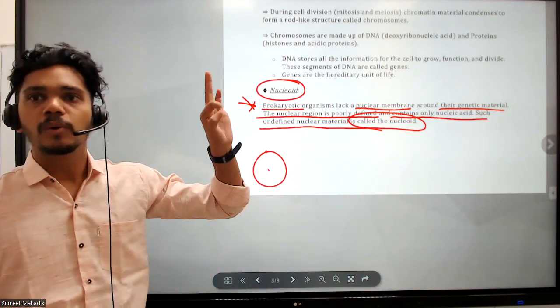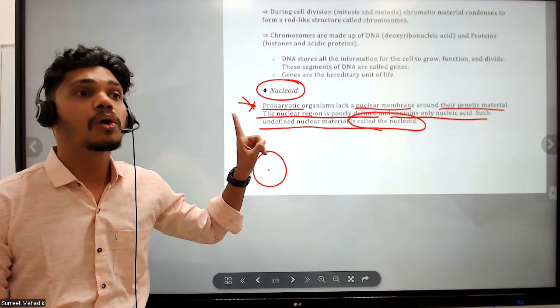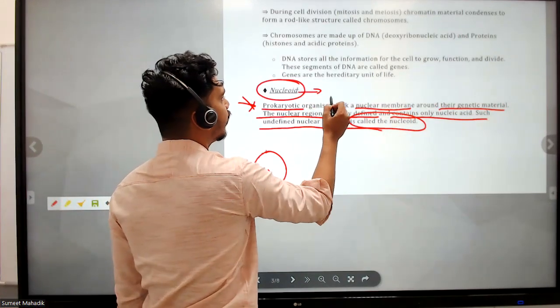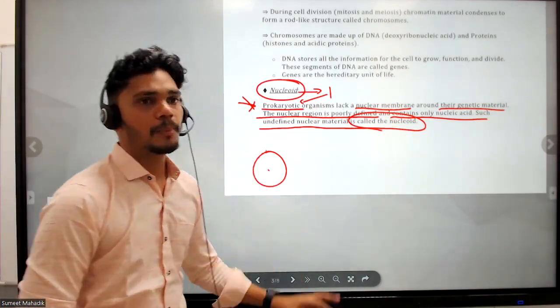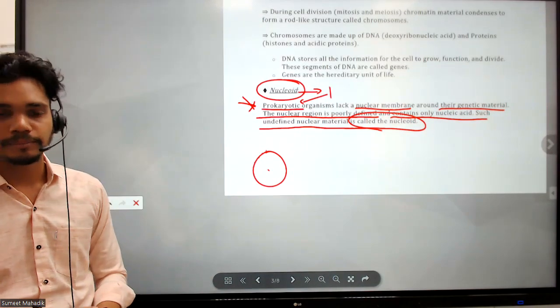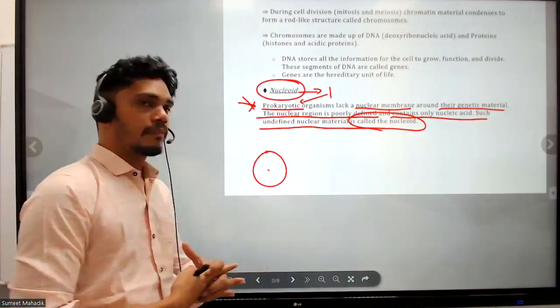So, note down: the nucleoid is found only in the prokaryotic cell. Please write this: nucleoid only in prokaryotic cell, prokaryotic organisms. Please write this quickly. Points are clear.